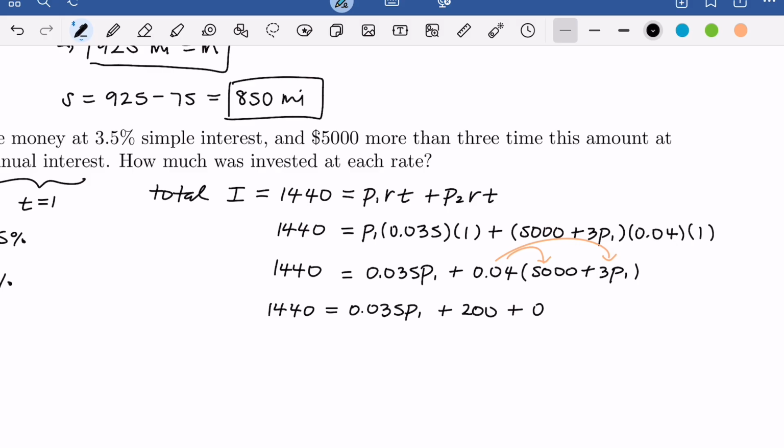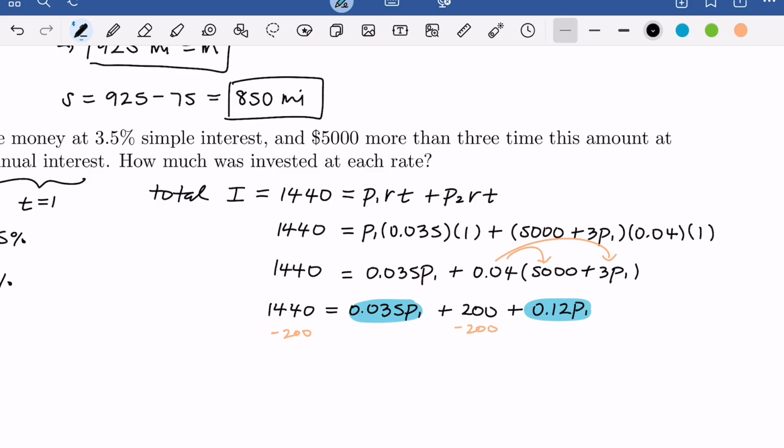0.04 times 3 is going to give us 0.12, and then we have P1 there. Okay, so from here, we can start combining like terms. Notice we have a 0.035 P1 and a 0.12 P1, so we can add those together. And we can also subtract out this 200 from both sides of our equation so that we have our variable terms by themselves on the right-hand side.